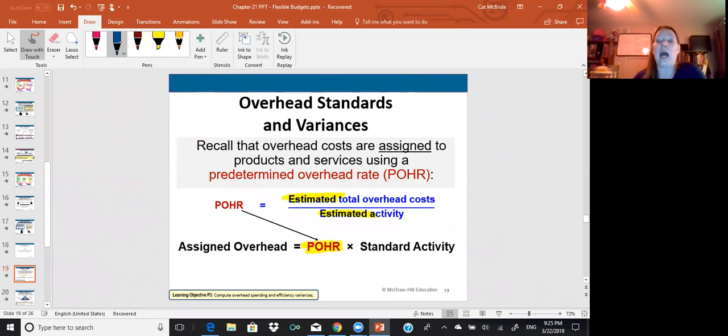When we go to apply the rate, then we take our rate times our actual activity. We're going to use the rate times our actual activity to actually apply it. To do our budget, we're going to use our rate times our budgeted. So you're going to take your estimated overhead divided by your estimated cost driver, and then multiply that by your standard activity. And we did that before.